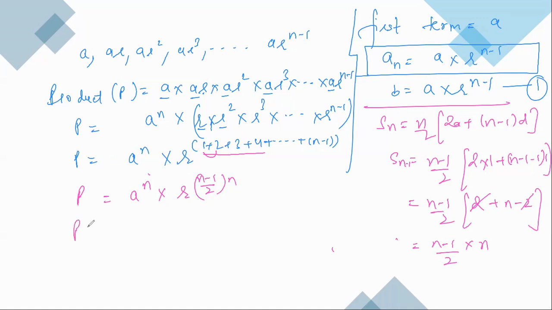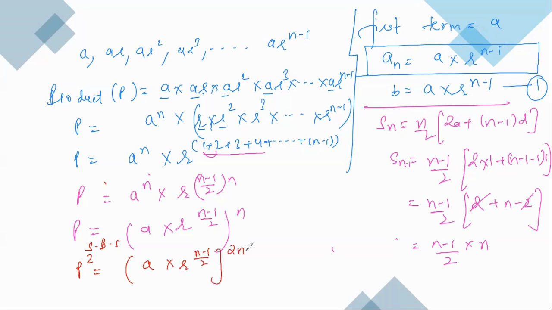Now, you can see the power n is common, so I am taking power n common. Now in the question, what we have to prove is P square. So let's square both sides. P square is equal to a times r raised to the power (n minus 1) over 2, times 2n, because this is also a power and I am doing the square, so it will be n times 2, that is 2n.